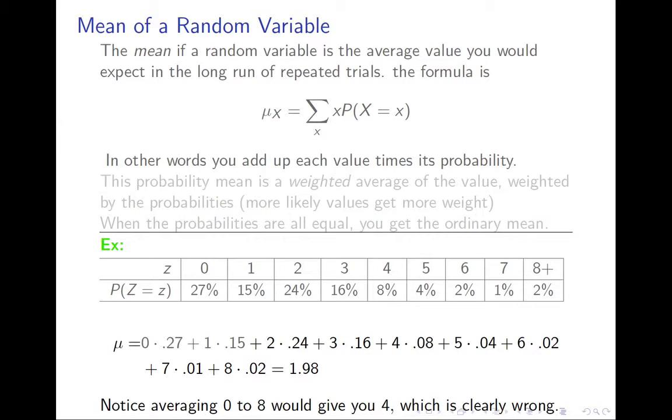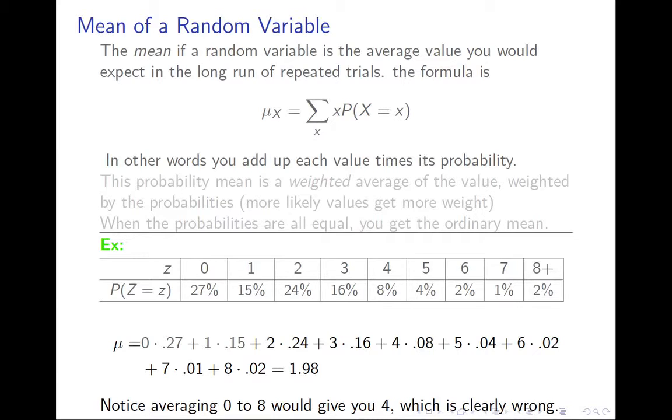Notice that is not what you'd get if you added up all the numbers from 0 to 8 and divided by how many there are. If you did that, you'd get 4. And 4 would be a silly answer for the average number of children an adult has. Whereas 1.98 seems pretty reasonable.